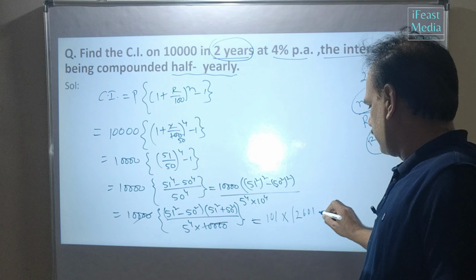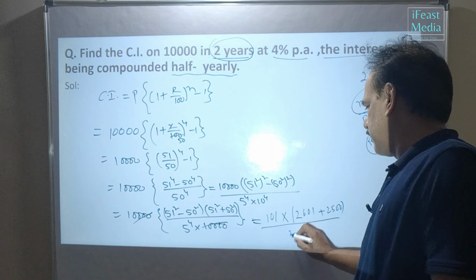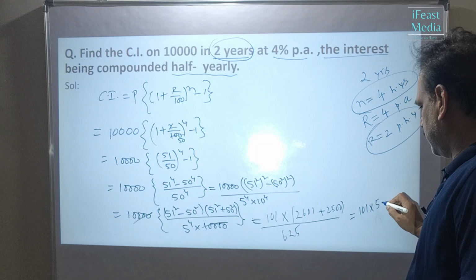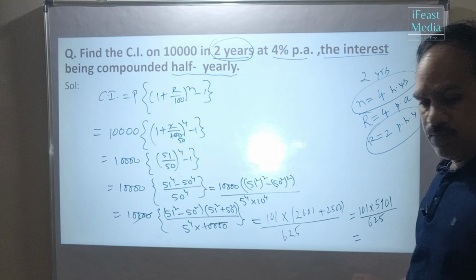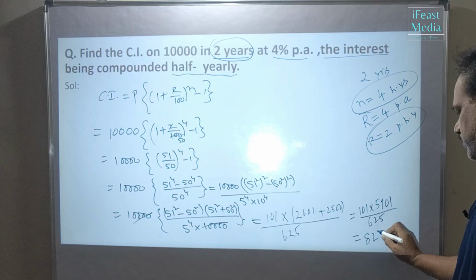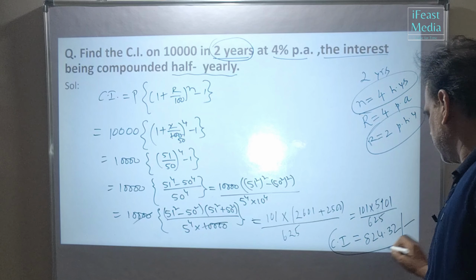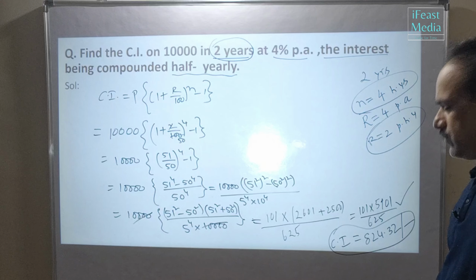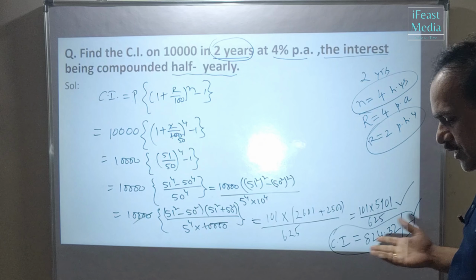1 by 625, 5 power 4. So it is 101 into 5,101 by 625. If you simplify this, you will get 824.32 rupees. This is the compound interest. It is somewhat difficult to calculate this value, but after calculation, you will get 824.32. You have to do it manually, no shortcuts.